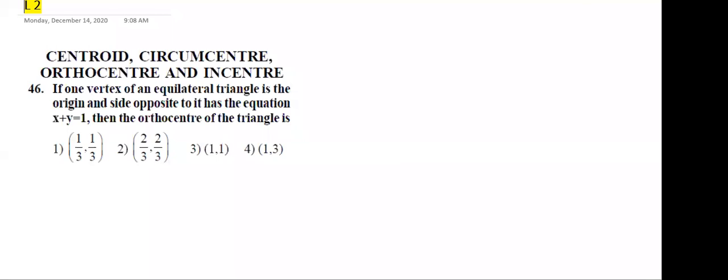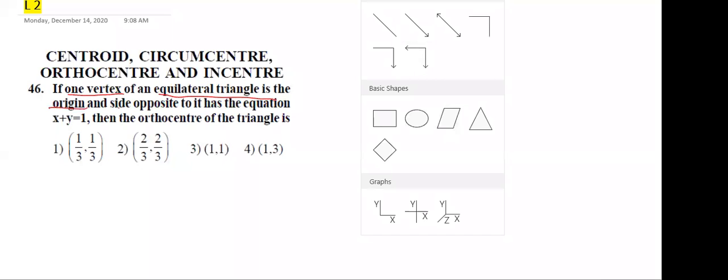Students, see that level 2, 46th question. Centroid, circumcentre, orthocentre and incentre related problems. Read the question carefully. What are they given? One vertex of an equilateral triangle is the origin and the side opposite to it has the equation x plus y is equal to 1. Then the orthocenter of the triangle is? First take one triangle.